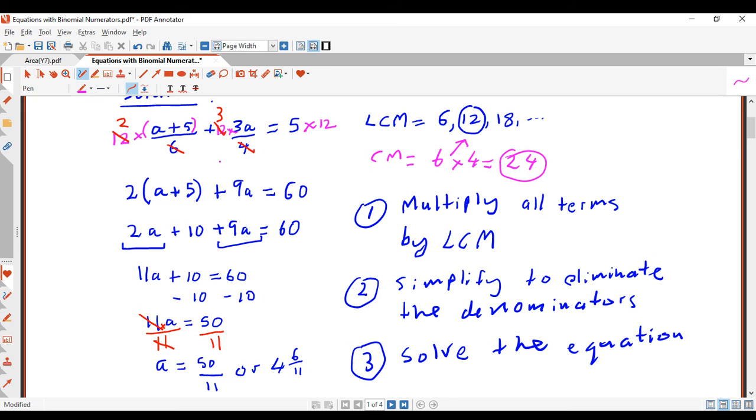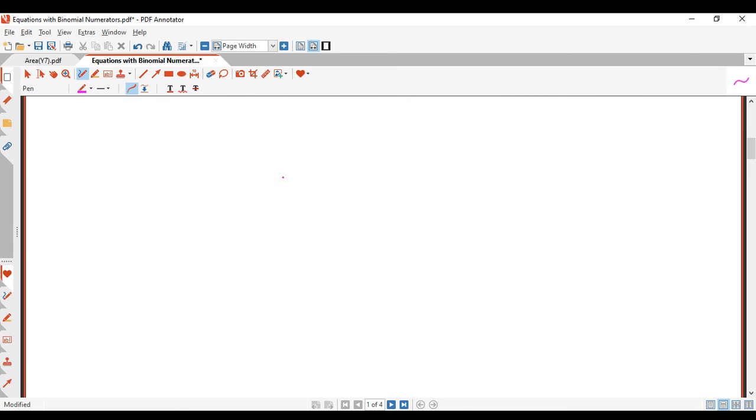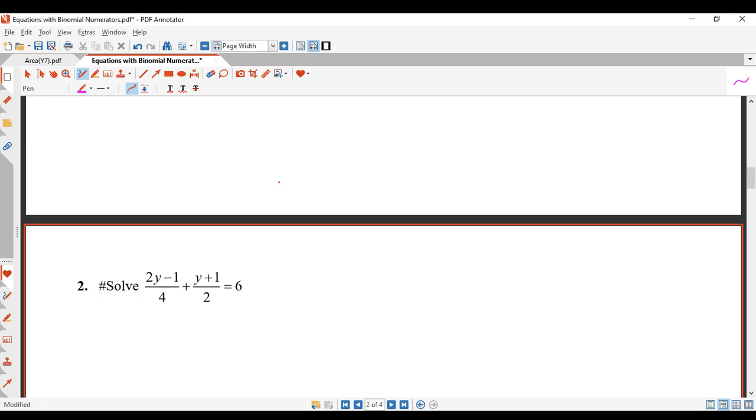So if you can't find the LCM of the denominators, then you just multiply the denominators together to get the number. In this case, it would be 24. And instead of multiplying by 12, you multiply each term by 24. The numbers will be a bit bigger, but you'll end up with the same answer. Okay, now make sure you've copied all that down, and then you're going to try the hashtag example down here.